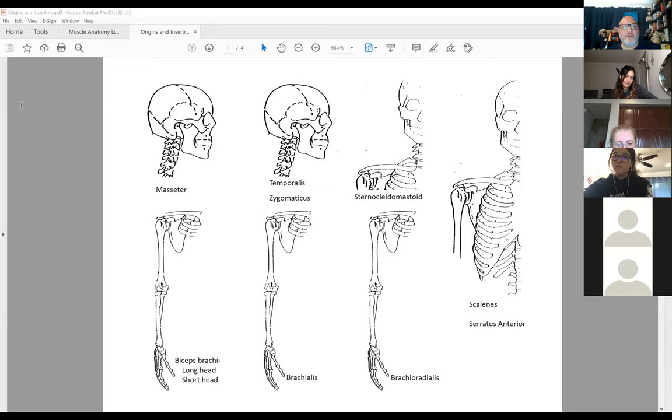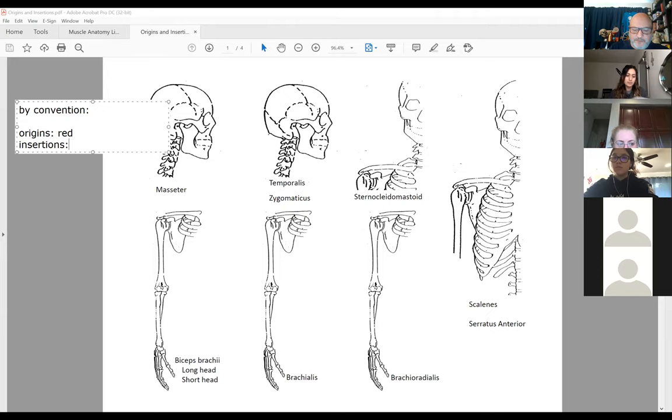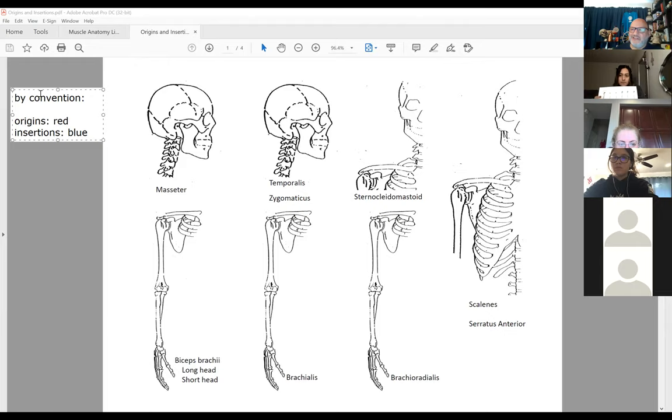By convention, and again, remember, by convention just simply means a rule that a bunch of anatomists got together and made up, origins are colored red and insertions are colored blue. So for class on Monday, you are going to want to print out this handout, or if you like to do it digitally, you can have it on your iPad. But if you print these out, you need a red pen and a blue pen. Because what we're going to do is, using that list and using what we know of our bones, we're going to draw the origins and the insertions.